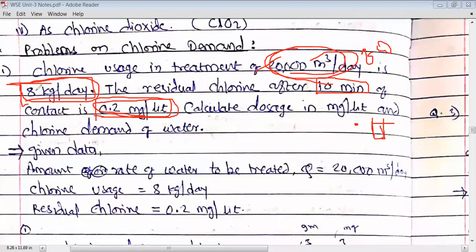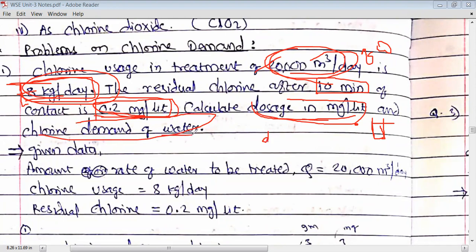So this was the chlorine dose, 8 kg per day दिलेलं आहे, आणि रेसिड्युअल क्लोरीन जे आहे ते एवढं आहे त्या ठिकाणी. And it is asked to calculate the dosage in mg per liter. हा जो डोस आहे दिलेला 8 kg per day. Okay, and here we have to find out what is the dosage in mg per liter and the chlorine demand of the water. क्लोरीन डोस काढायचा आपल्याला आणि क्लोरीन डिमांड, या दोन गोष्टी आपल्याला त्या ठिकाणी काढायच्या. ठीक आहे. So first write down this problem, then we will solve it.